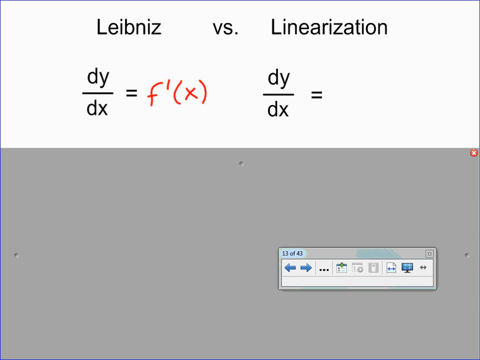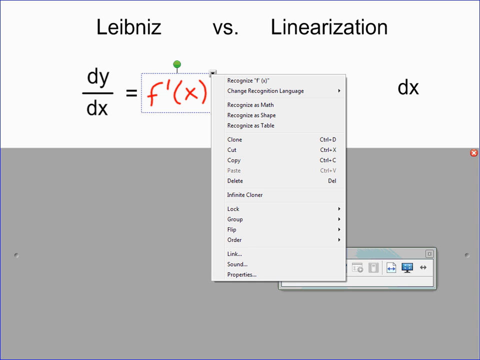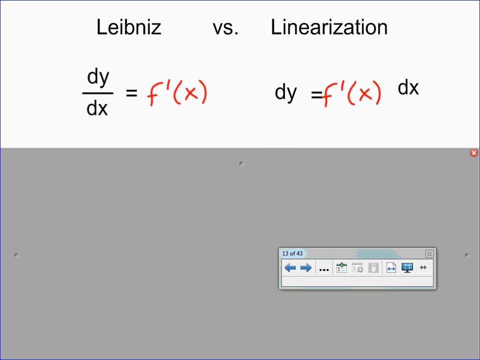What differentials do is, instead of thinking of dy dx as a single quantity, the instantaneous rate of change in y with respect to x, it breaks up the dy and the dx as two separate quantities. It allows us to multiply over that dx to the right-hand side and generates an expression dy equals f prime of x dx, where this dy can be interpreted as a quantity in its own right, a small step in y.